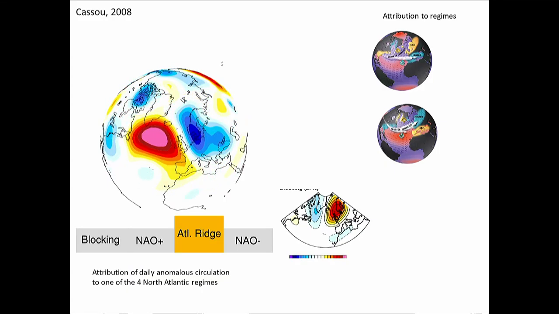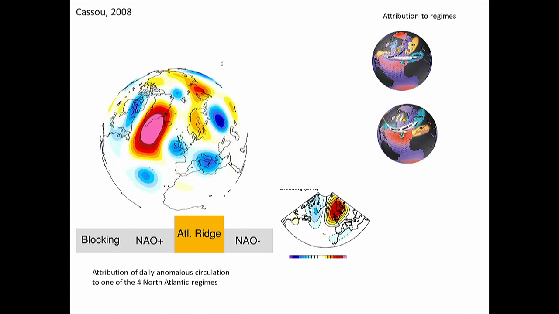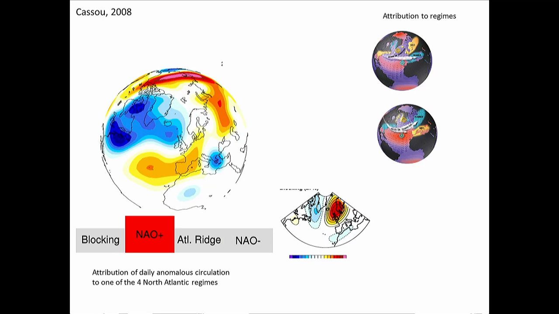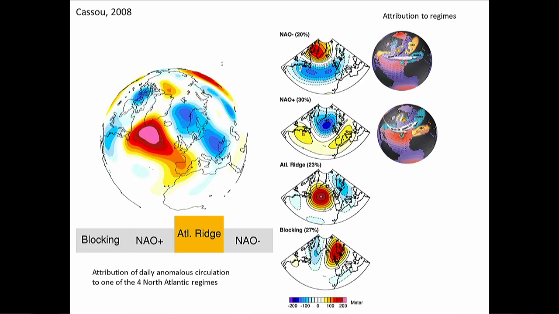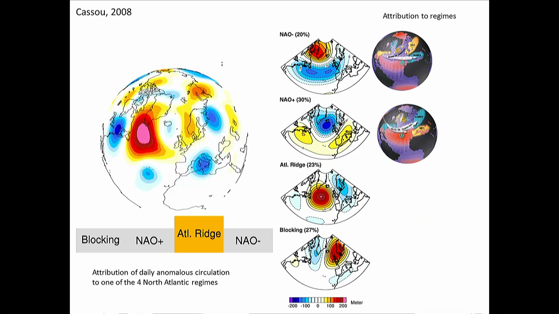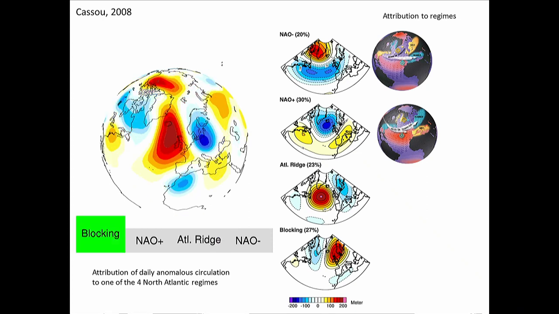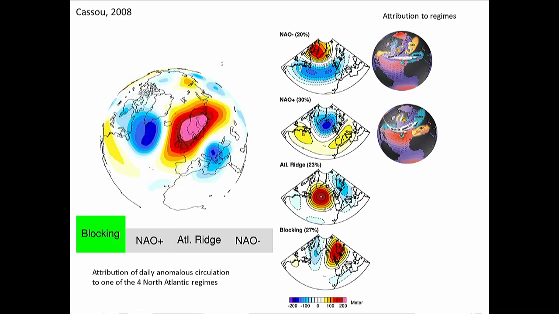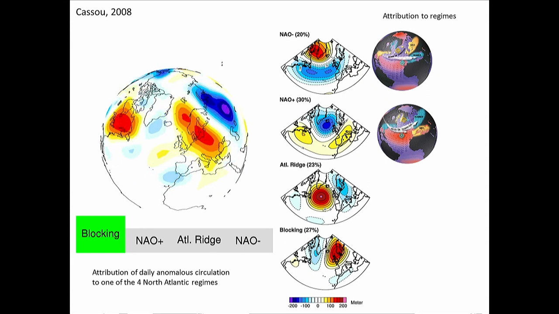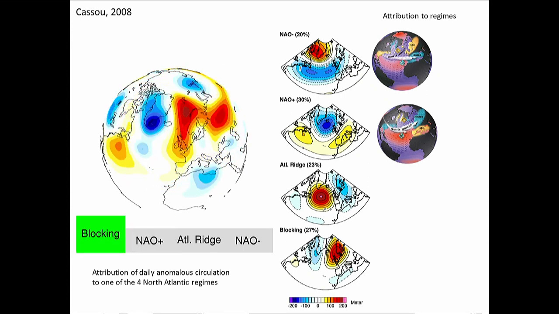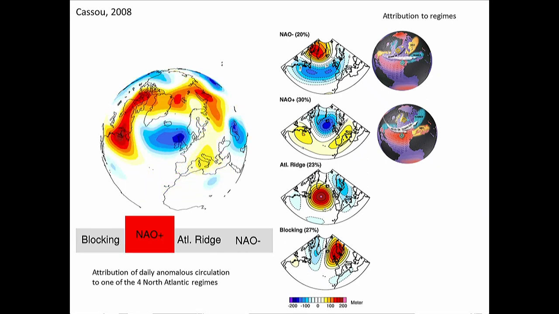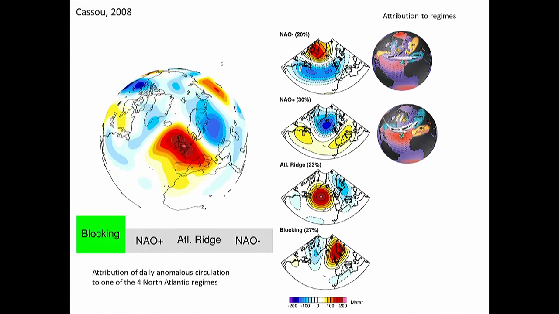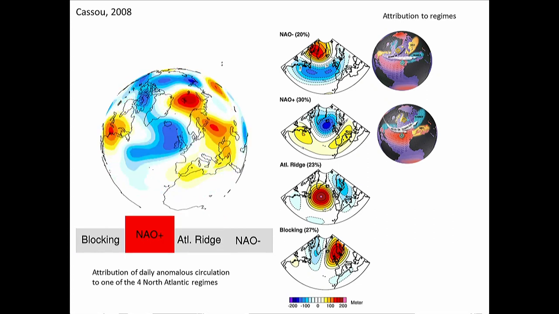The last part of my talk will be based on the very precious work of Cassou, and how it relates each day. This work attributes each day's daily anomalous circulation to one of the four regimes. So the idea is how can we use this connection between days and regimes, and second, try to understand what controls the transition between different regimes. The positive and negative NAO are here, as I have mentioned before.